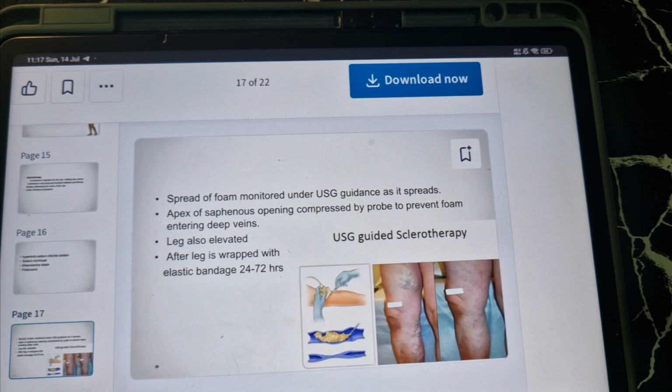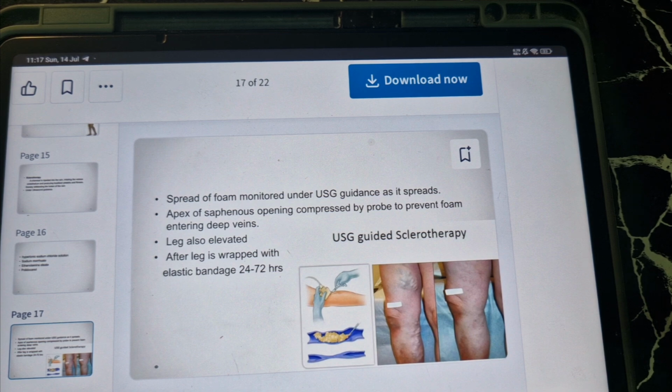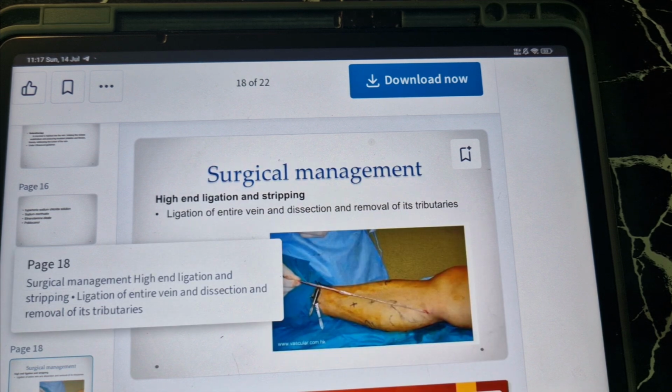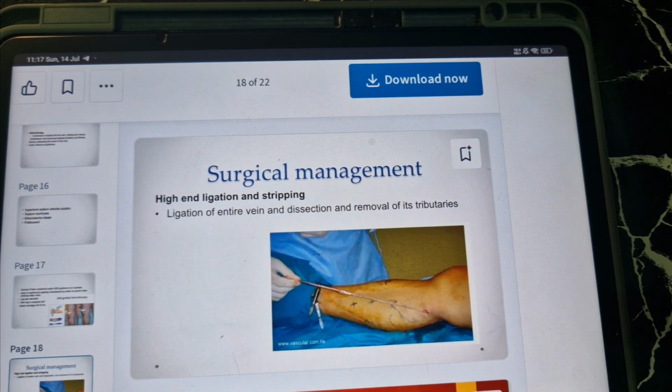Spread of foam is monitored under USG guidance as it spreads. The apex of the saphenous opening is compressed by the probe to prevent foam entering the deep vein. Legs are also elevated after the leg is wrapped with elastic bandage for 24 to 72 hours. Surgical management: high-end ligation and stripping.